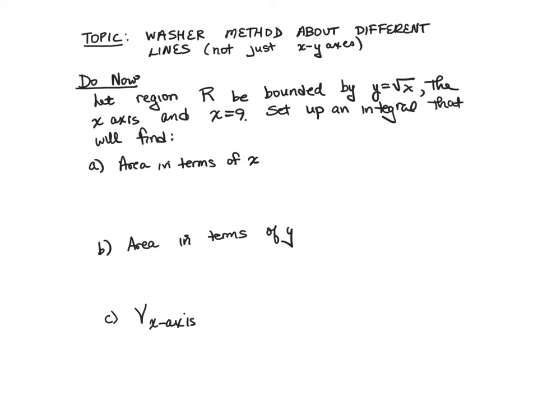So here we have a region R that's bounded by that square root function, the x-axis, and the line x equals 9. Set up an integral that will find the area in terms of x, the area in terms of y, and the volume of the solid when region R is rotated around the x-axis. Take a minute and try that yourselves.